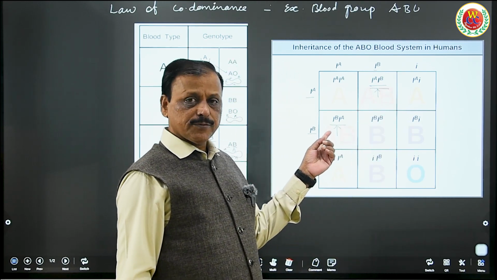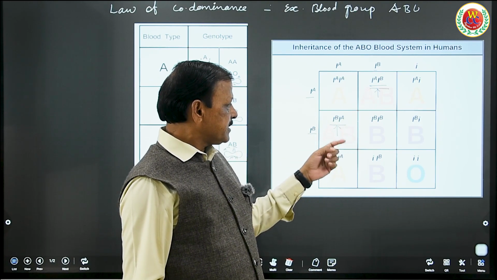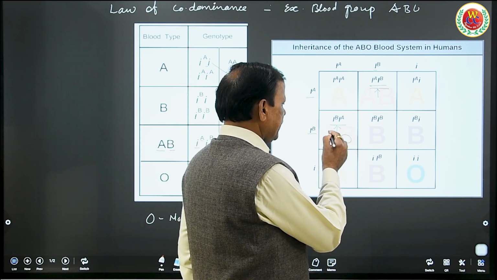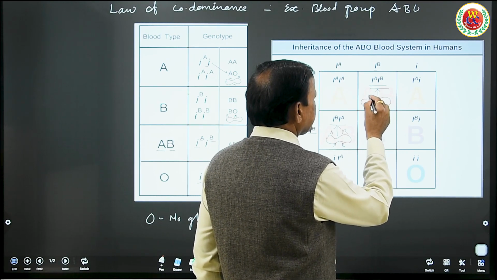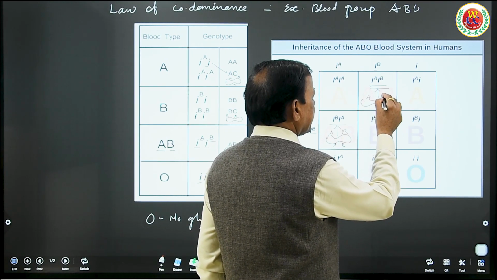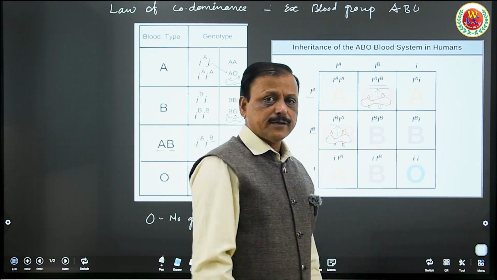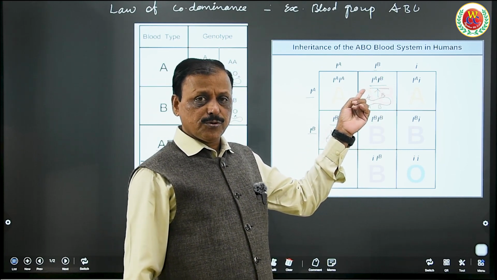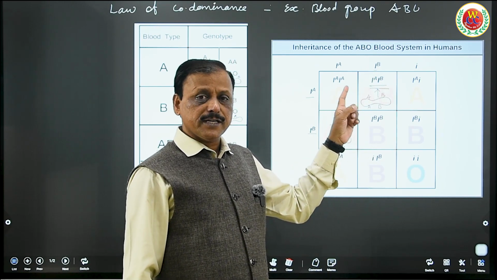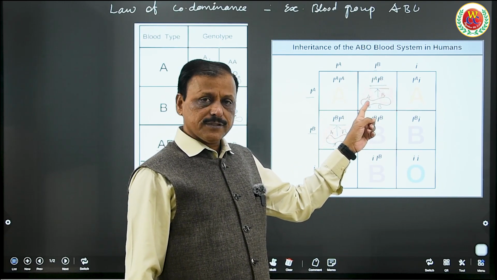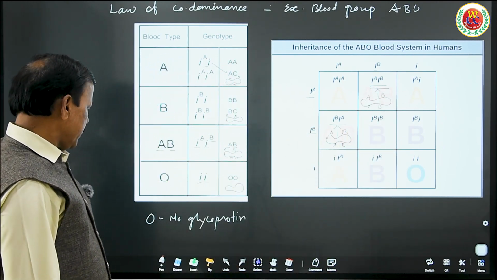They express completely and fully to have glycoprotein A and B together over RBC as and when they come together. So these two allelic pair of genes, IA and IB, express completely. None of the genes is recessive or dominant. Both the genes are equally and completely expressed and thereby produce both glycoprotein A and glycoprotein B. Therefore, they are recognized as blood group AB.